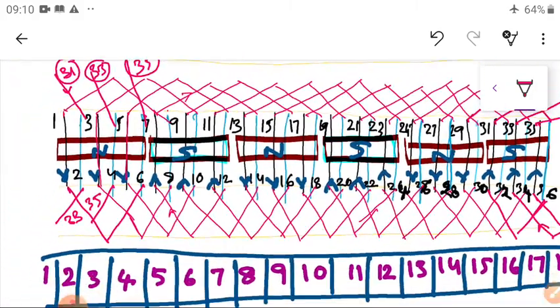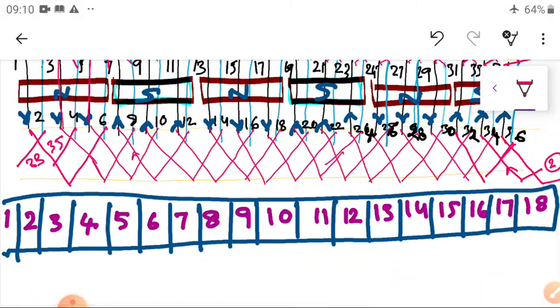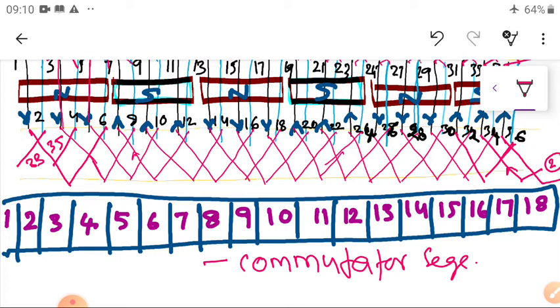Now, based on the current direction, here the number of slots, this is known as the commutator segments. In segments you write it here. So how many slots? Nearly 18 slots. 18 into 36, 18 slots.